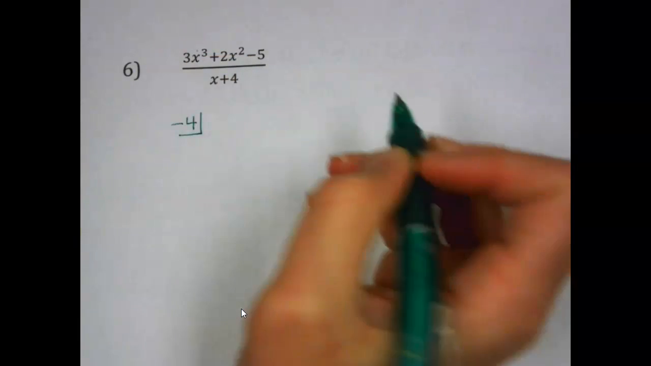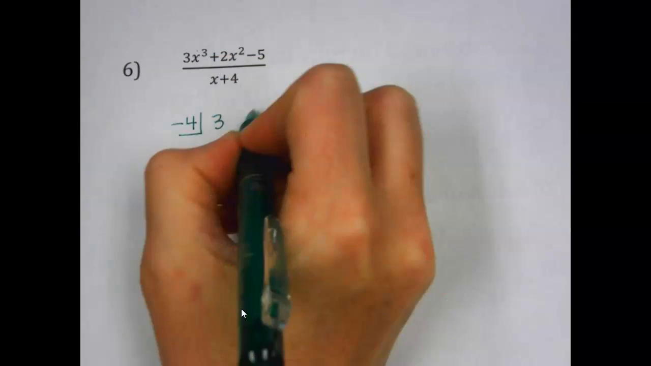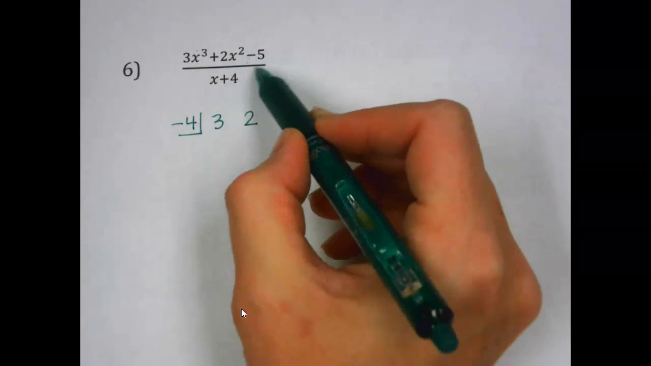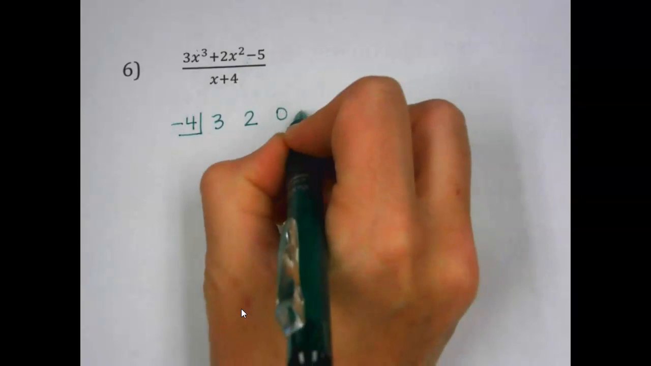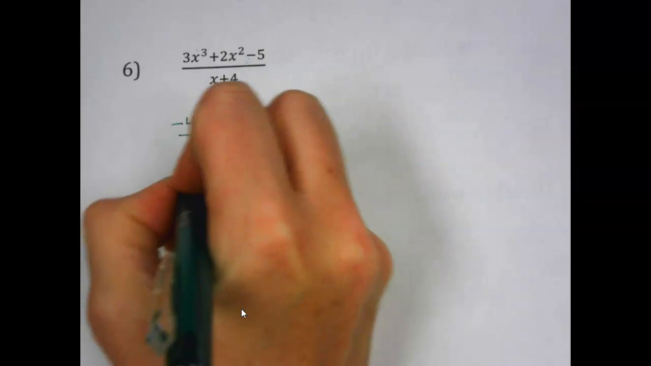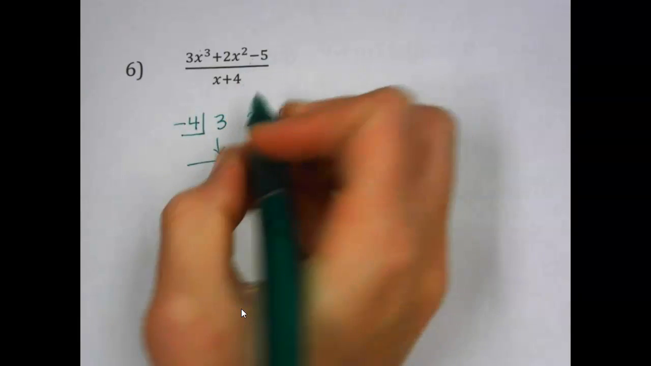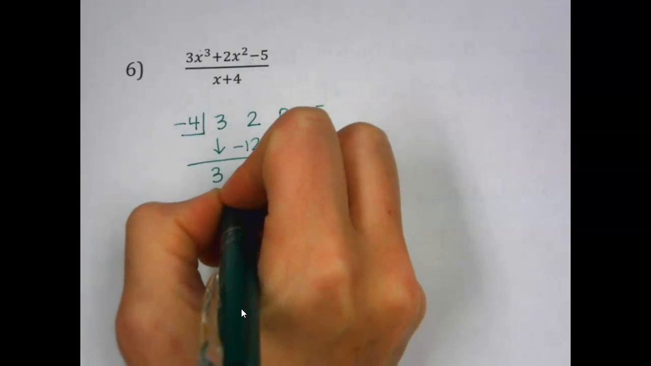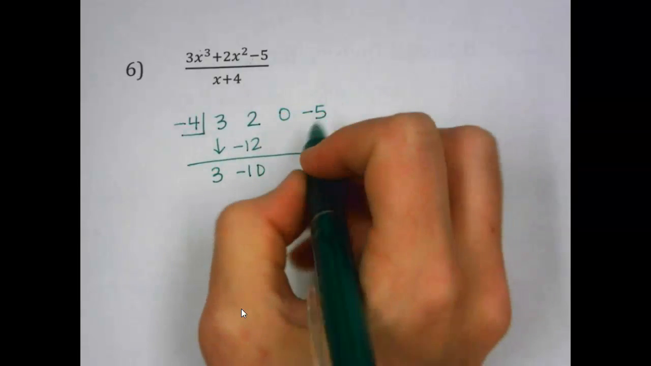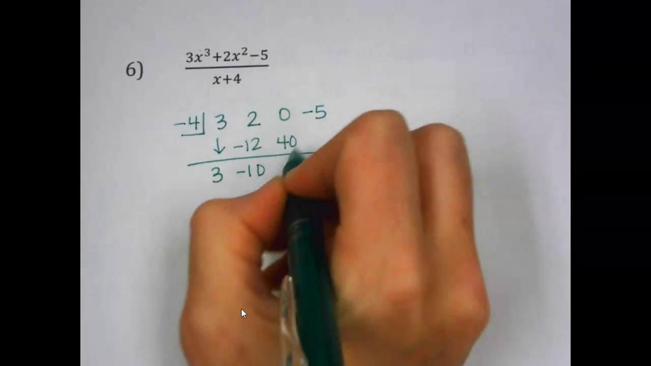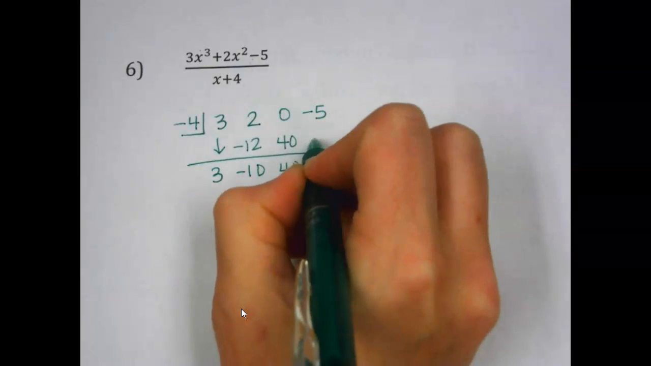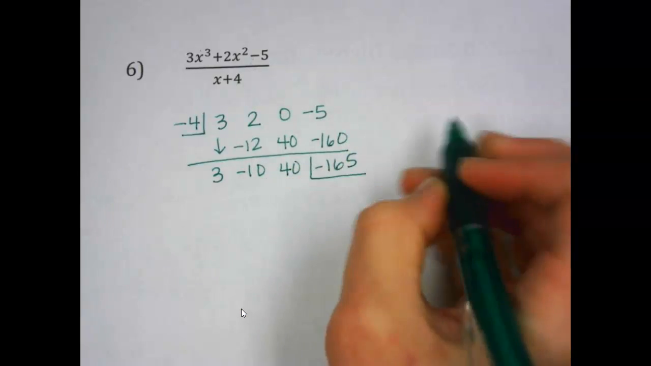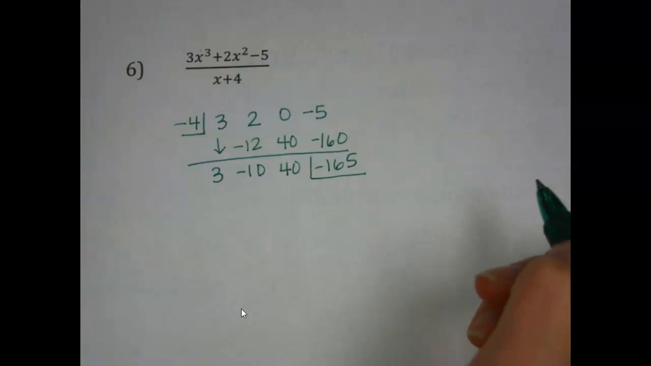We have negative 4 in the box. And just like with long division, if you're missing a term, so notice how there's no linear term, there's no plain x here, you have to put a placeholder of 0 in there. And then negative 5. Drop down. And then multiply. Add, multiply, add, multiply, add. This time we do get a remainder. So we have a remainder of 165.